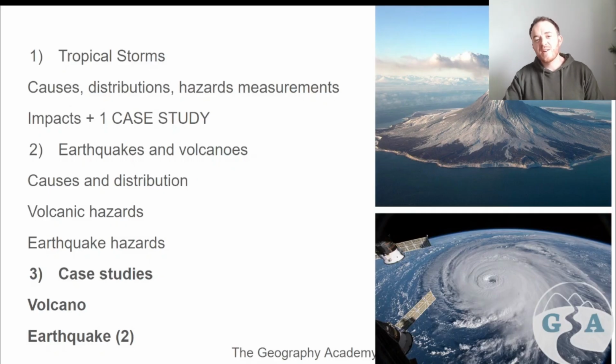This is part 3 of the hazardous environments. This is looking at 3 major case studies to match with what we've learned previously on tectonic hazards. The case studies for tropical storms is in part 1.